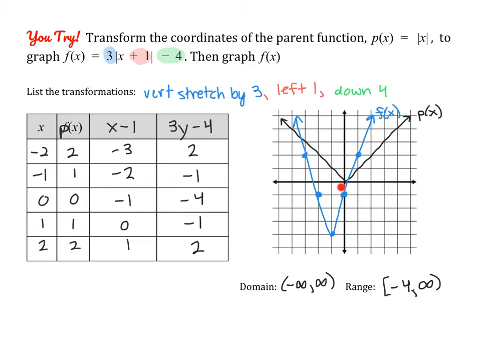So you can see here I plotted my parent function and my new function. And you can see that it does look like it was stretched vertically. It's stretched up, it's a little bit skinnier and narrower. And all of the points did move left 1 and down 4. Then here's your domain and range. So all real numbers, and then from -4 to infinity.